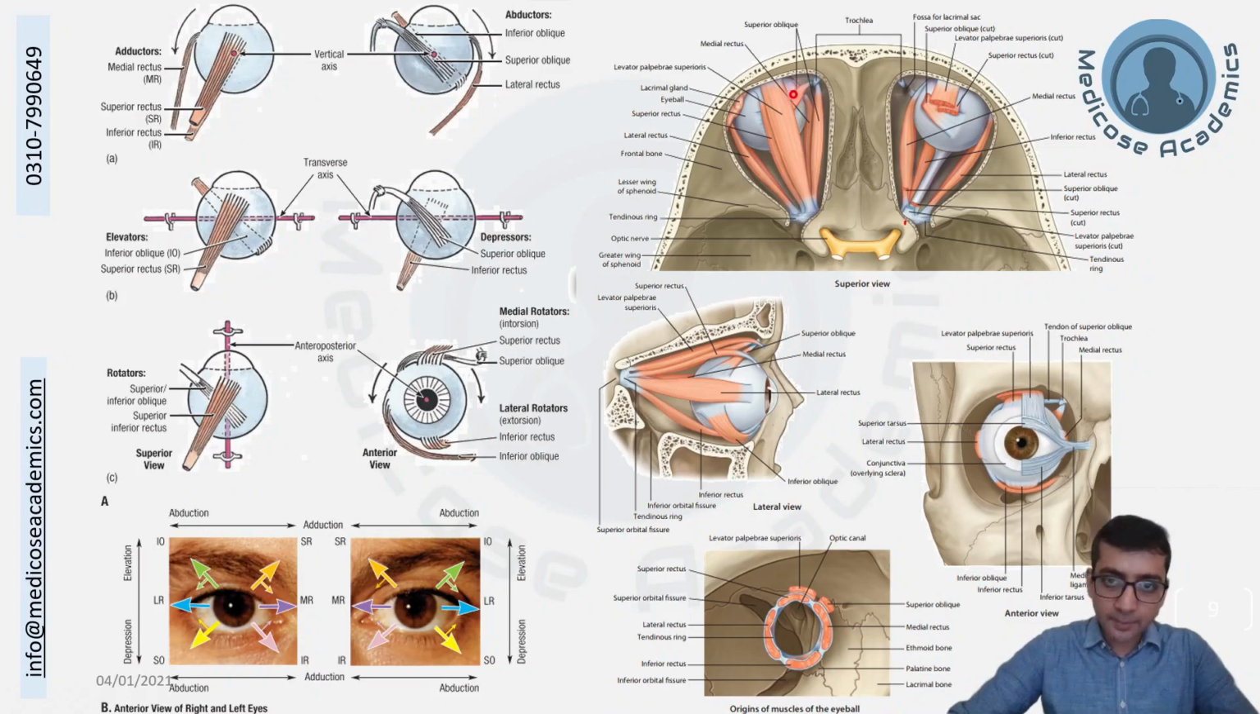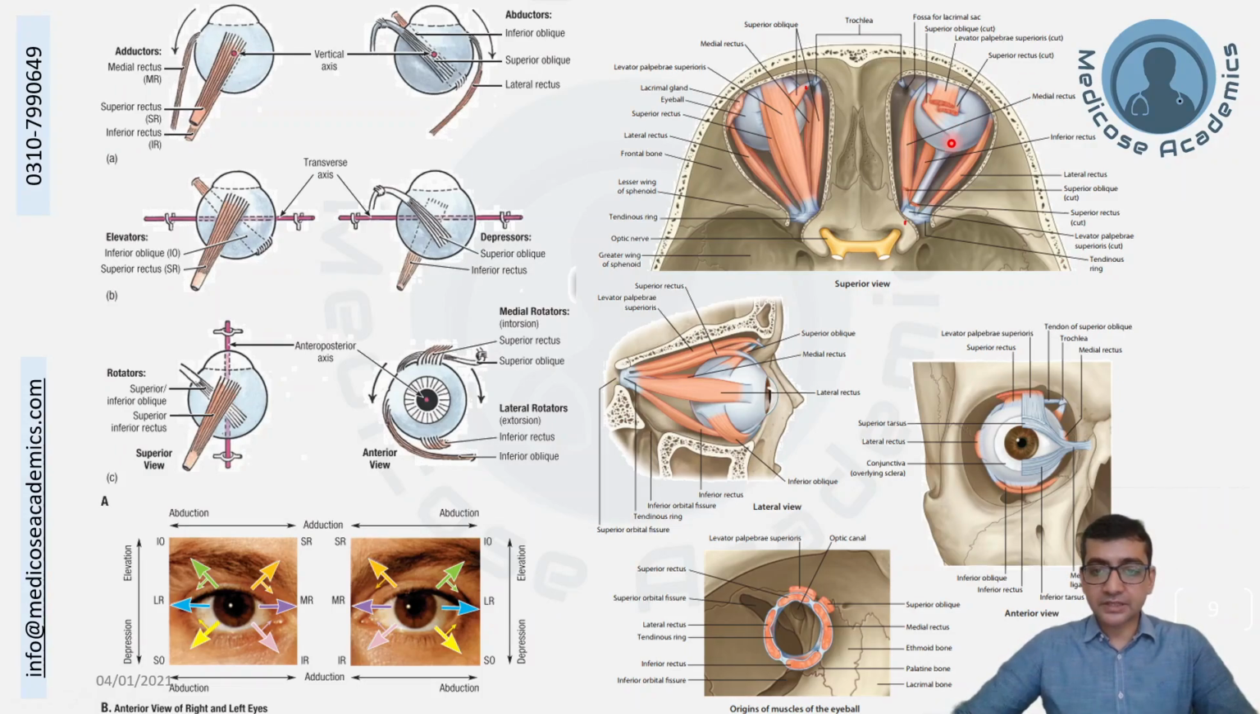From the trochlea, it comes back and attaches to the superior surface on the back aspect of the eyeball. This is known as the superior oblique muscle. As you can see, as opposed to all the rest of the muscles, it is coming from the anteromedial aspect. All of the other muscles were coming from the posteromedial aspect. So it has a different approach.